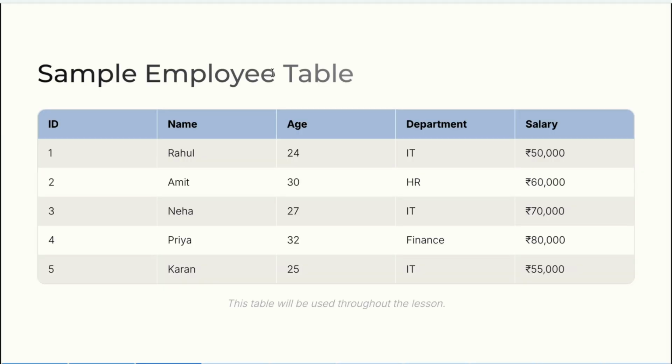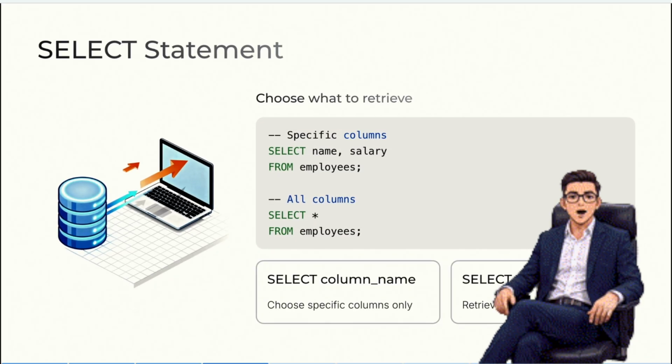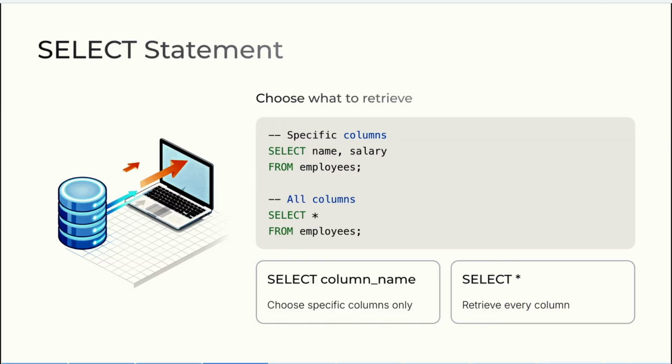Now let's start with the SELECT statement. What is a SELECT statement? SELECT is used to retrieve data from the table. If you want some specific columns, then after SELECT you write the names of the columns. Like in this example, we write SELECT name, salary FROM employee. Or if you want all the columns, then you write SELECT * FROM employee.